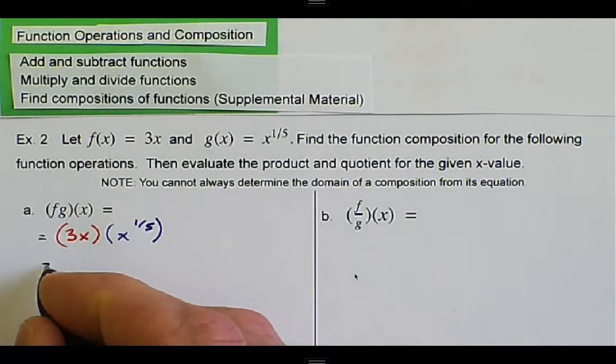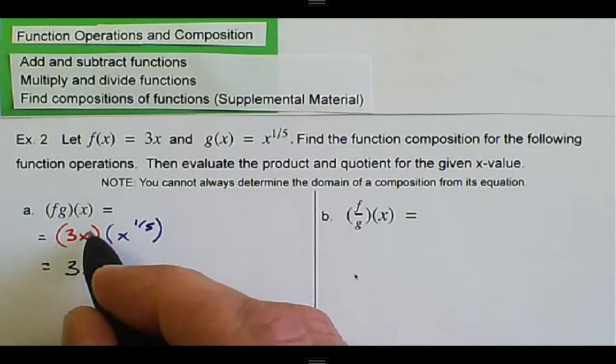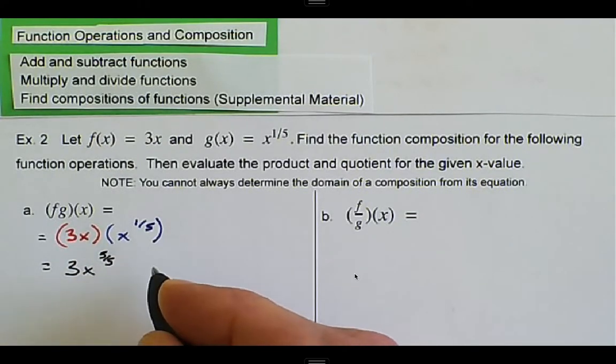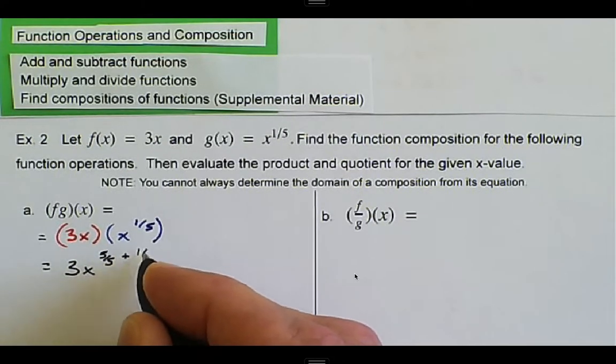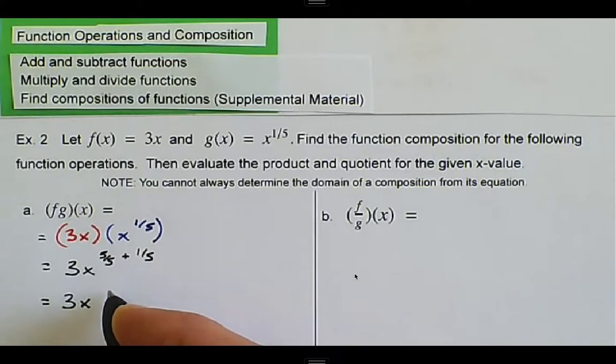So we'll end up with 3x, and then this is a 1 here. So really we could write that as 5/5. That's the same way of writing 1 plus 1/5. And so in this case, we get 3x to the 6/5.